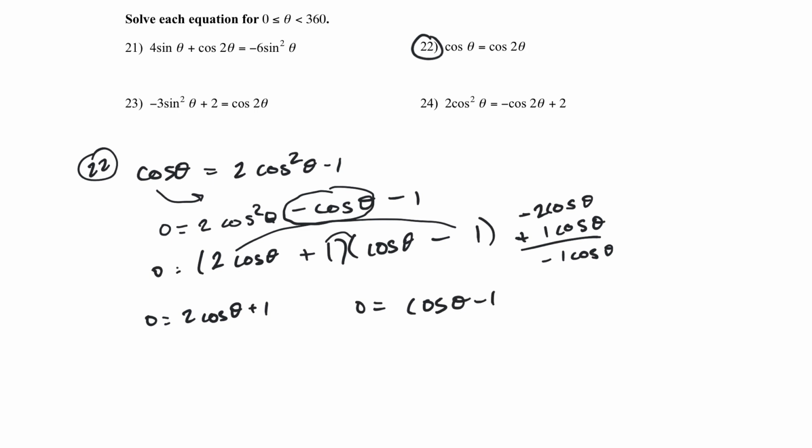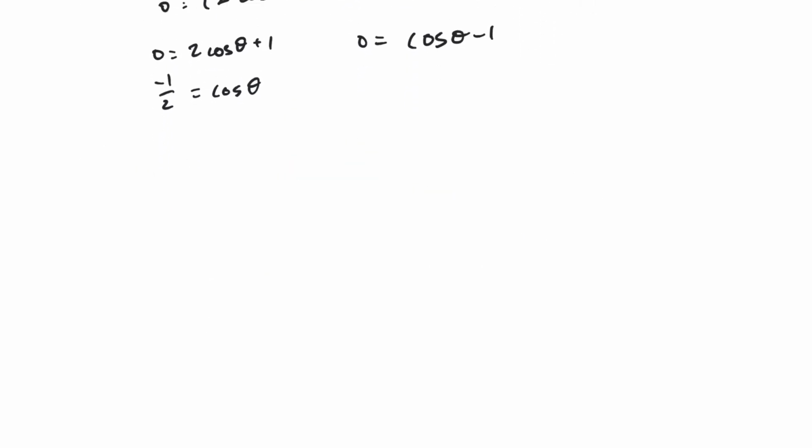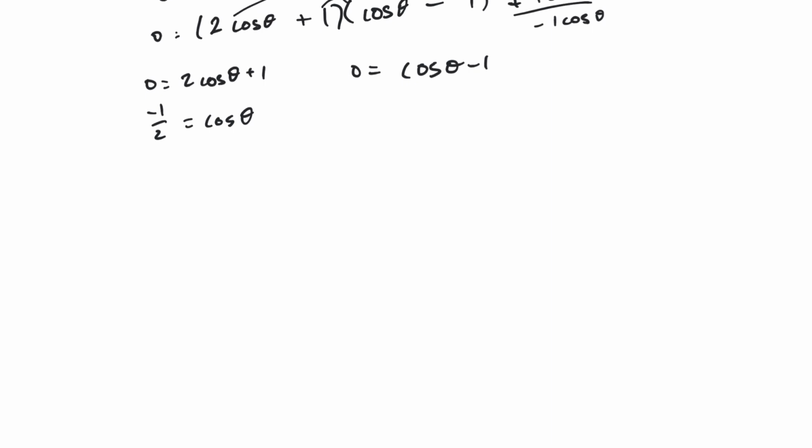At this point, solving each one. So we're going to subtract 1 and divide by 2. Then we have negative 1 half equals cosine theta. And then here we have 1 equals cosine theta. I'm going back to my unit circle, my left-hand rule, my right triangle, whatever your method is at this point. You should be focused in on a specific method that you go to all the time. There's a million ways we can do this, right?